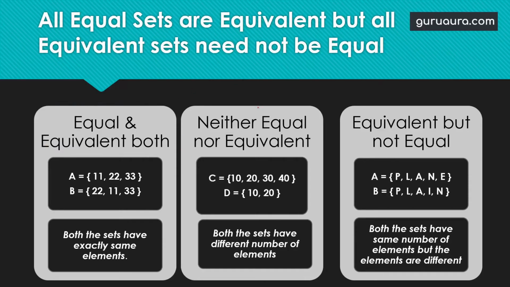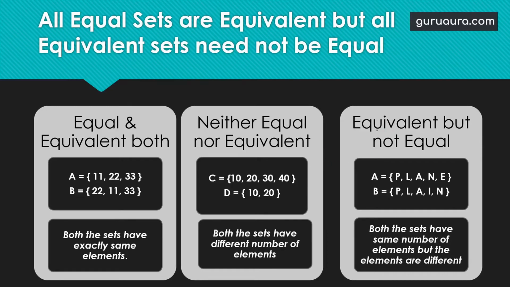Let's see the next case. Neither equal nor equivalent. Again, let's consider set C and set D. Set C has the elements 10, 20, 30 and 40. Set D with the elements 10 and 20. Both the sets have a different number of elements. Hence, they are neither equal nor equivalent.